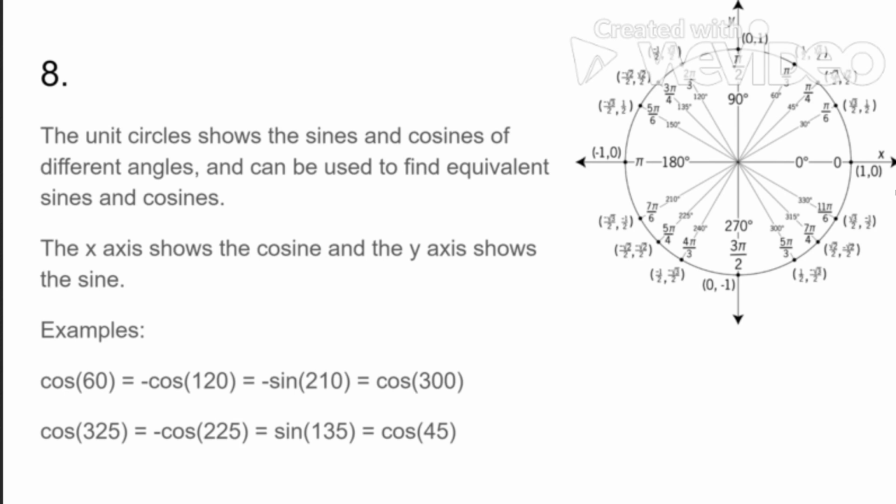The unit circle is used to find equivalent sines and cosines of different angles. Basically, the x-axis shows the cosine and the y-axis shows the sine. You just have to find which lines correlate with each other. Some examples, when we look at the graph, are cosine 60 equals negative cosine 120, which equals sine 210 and cosine 30. Another example is cosine 325 equals negative cosine 225 equals sine 135, and that equals cosine 45.